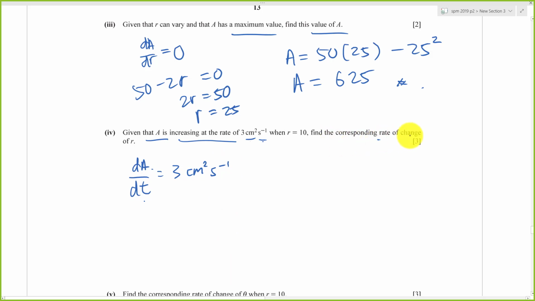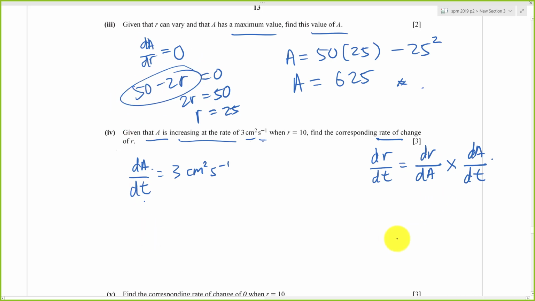And then find the corresponding rate of change of R. Rate, dt at the bottom; change of R, dr on the top. So they ask you to find dr/dt. The first thing is you need the chain rule. Draw two lines for the fraction, dr on the top, dt at the bottom, and these two terms must be the same term here. Obviously you realize you still have dA, right? dA. So for dr/dA we don't have it, but we have dA/dr. It's over here. This is dA/dr, right?